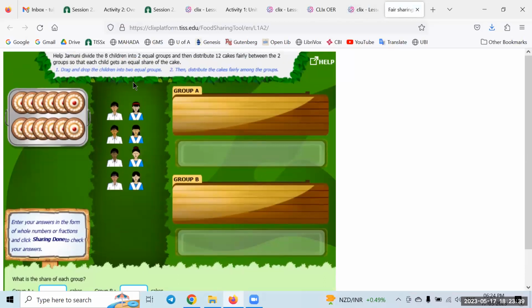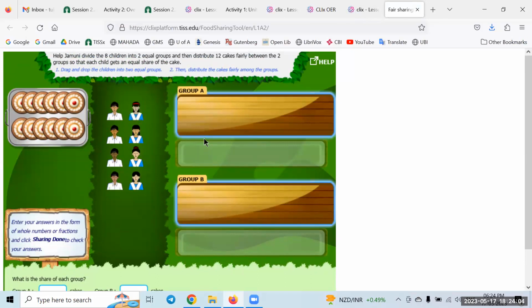So the question is, help Jamini divide the 8 children into 2 equal groups and then distribute 12 cakes fairly between the 2 groups so that each child gets an equal share of the cake. So you can actually put the students on the table, and then you can also put the cake. Shall I put, or someone is instructing me? No, you have to put, because nobody else will be able to do that.